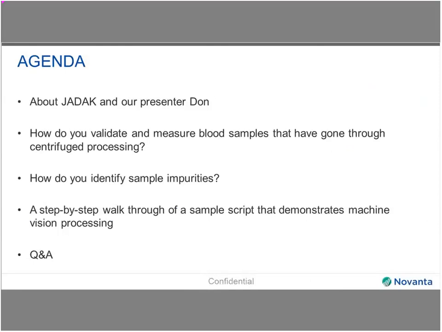Today's agenda will consist of a quick intro to JDAC and our presenter, a summary of how to validate and measure blood samples that have gone through centrifuge processing, how to identify sample impurities, and a step-by-step video tutorial which will walk you through a sample script that demonstrates machine vision processing. We'll conclude the webinar with a Q&A after the presentation for those of you who have any questions about today's topic.